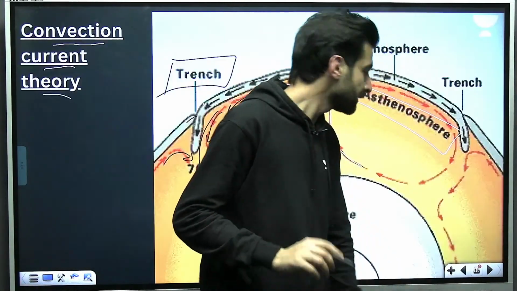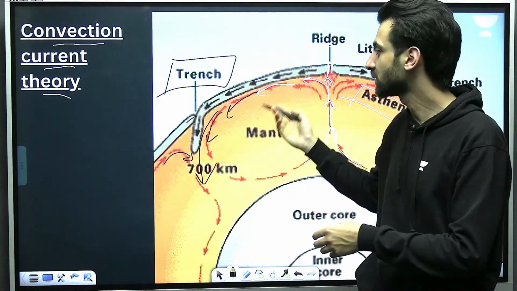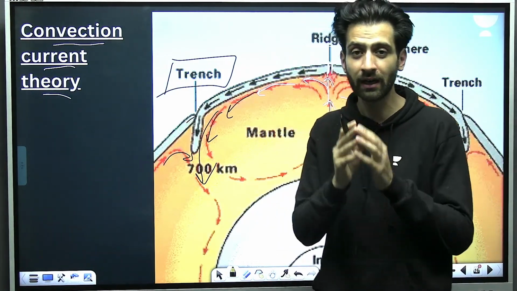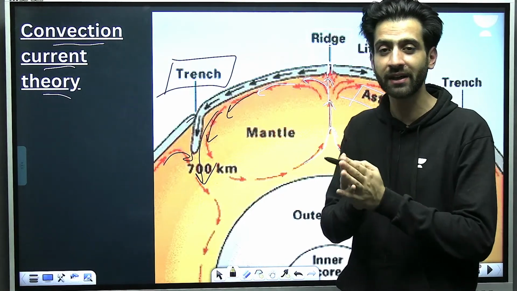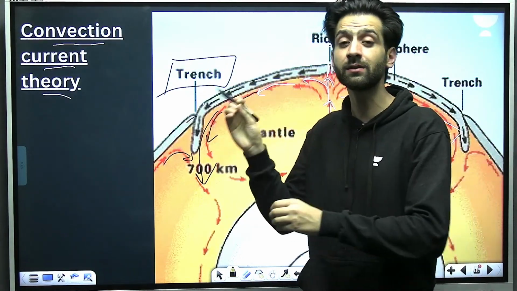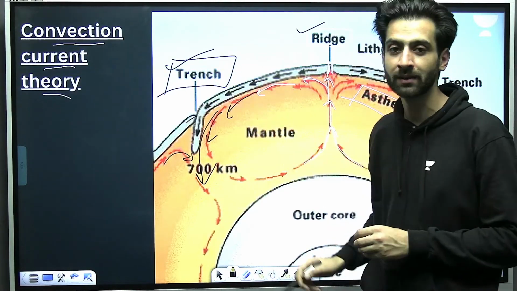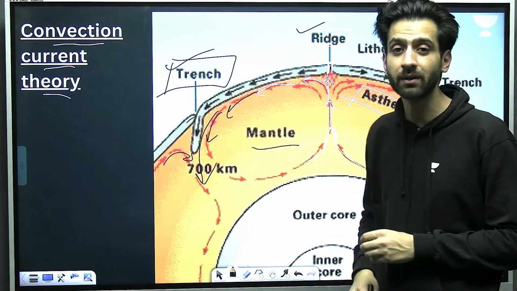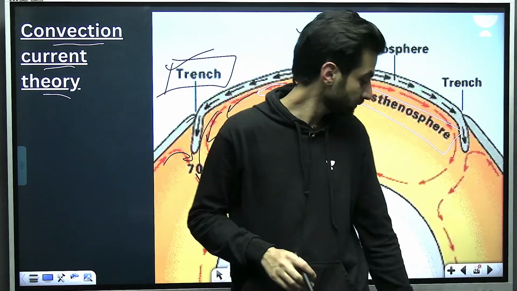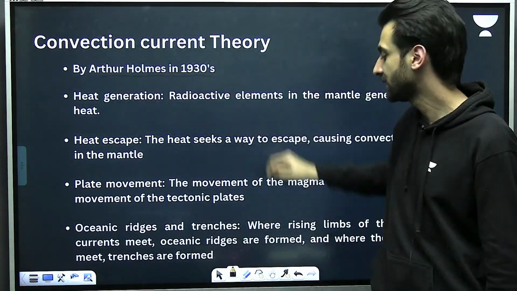So if you have any confusion, you can ask me, because this is all we need to know about the convection current theory, how the magma is moving in the interior of the earth and how this is creating the ridges and the trenches. When there is an ascending limb, there will be a ridge, and when there is a descending limb, there will be a trench, due to the movement of the magma that is present in the upper part of the mantle. Is it clear? Now, these are some of the points about the theory. It was given by Arthur Holmes in 1930.